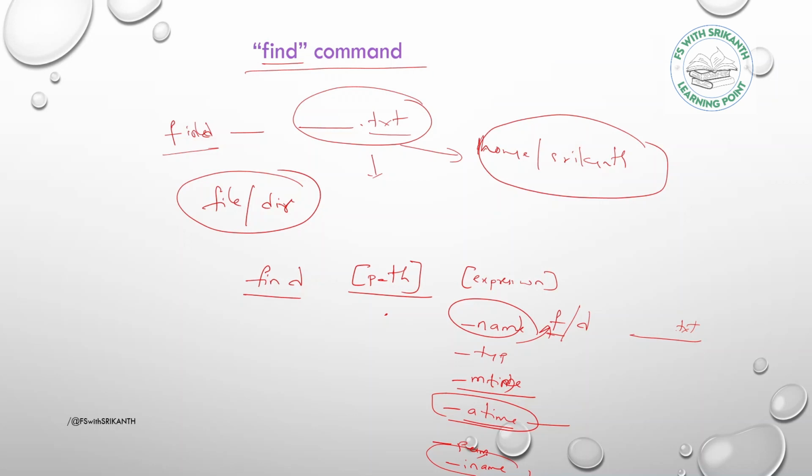So I want to mention a small syntax. find, here I should mention a path. What is the path? Suppose the /home/SRIKANTH directory, and -name file1.txt. So what it does is, within this path, it searches for the file name, right?